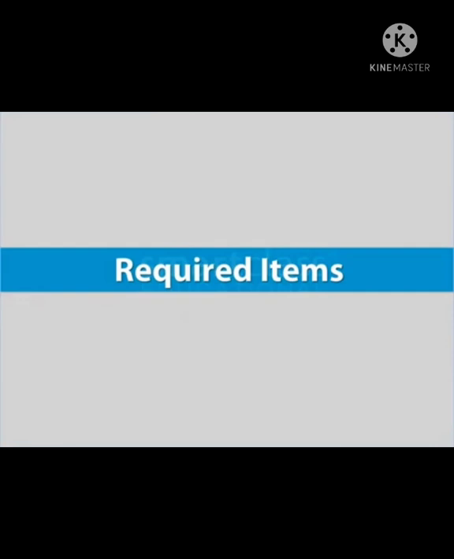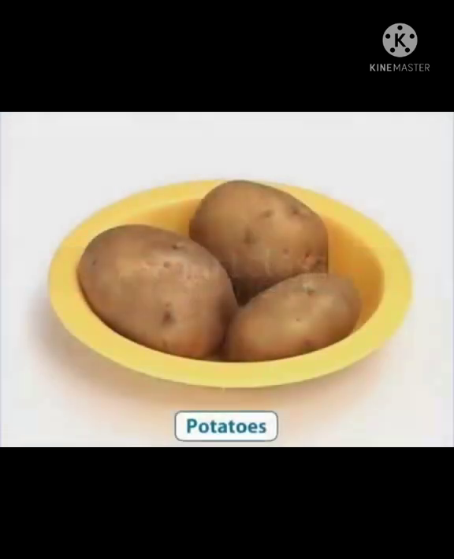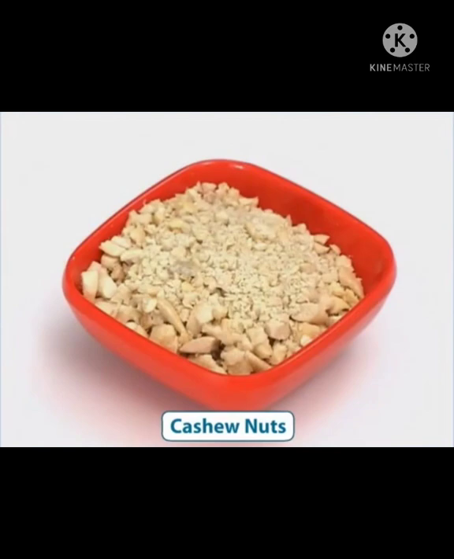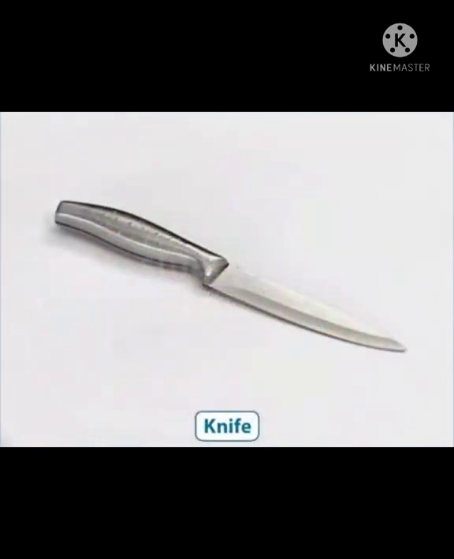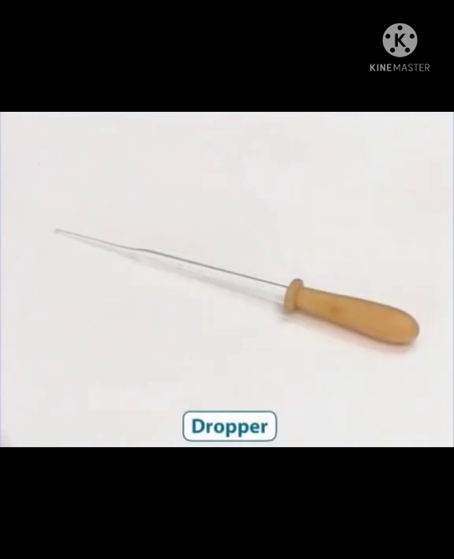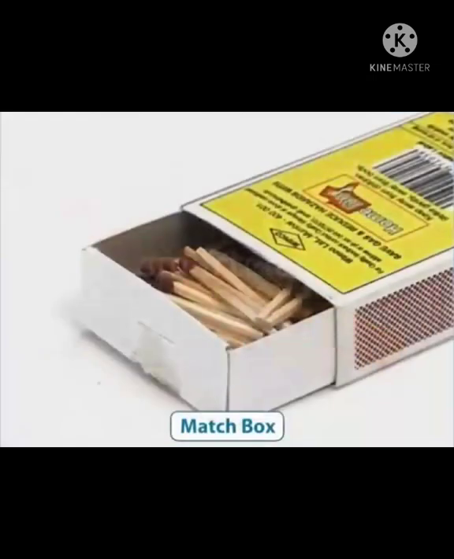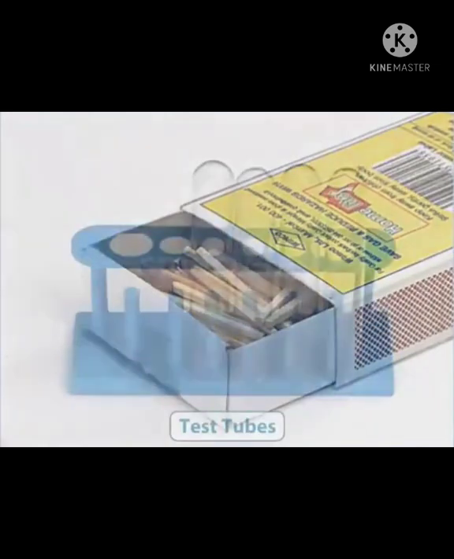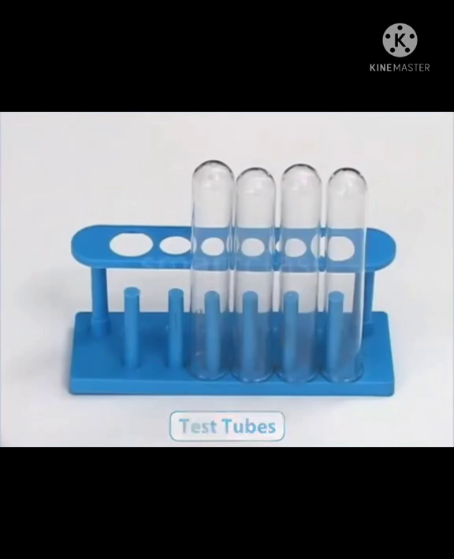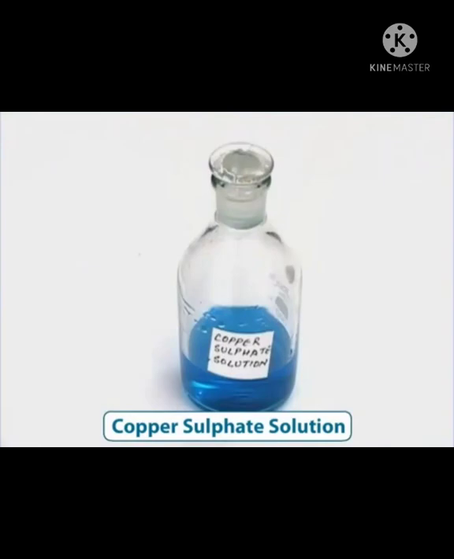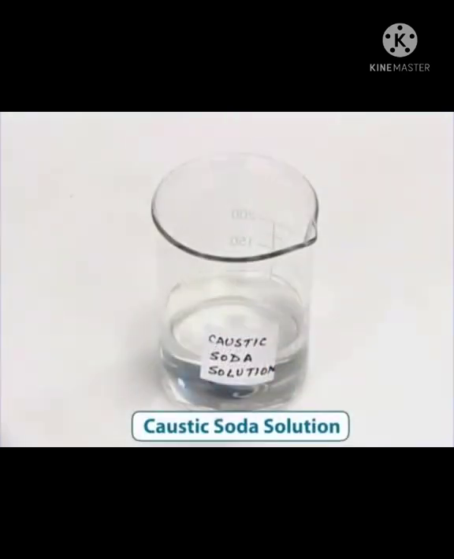To conduct this activity, you need a few potatoes, pulses in powdered form, crushed cashew nuts, a knife, a dropper, a candle, a matchbox, test tubes, iodine solution, copper sulfate solution, caustic soda solution and water.